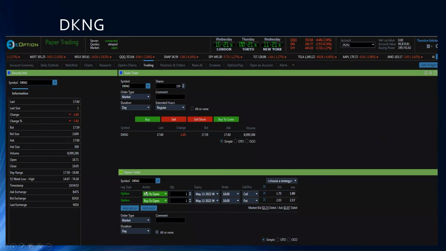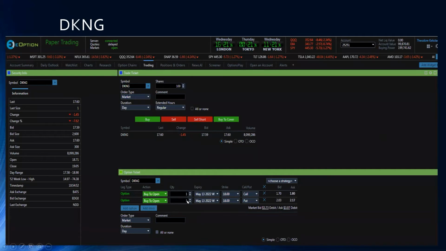So the first thing is under action, you put buy to open, because no matter what, both of these options you want to be buying. You don't want to be selling one of these, because if you do, that's a totally different type of position. And selling options, unless you know what you're doing with this, even a spread, it's not for beginner traders, that's for sure.